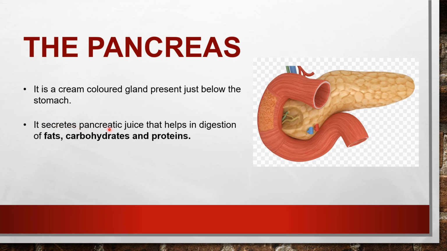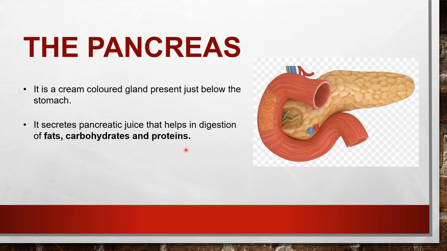It secretes pancreatic juice that helps in digestion of fats, carbohydrates and proteins. So which juice does it secrete? Its juice is called pancreatic juice, and it helps in the digestion or breaking down of fats, carbohydrates and proteins. Once again we'll read about the pancreas. It is a cream colored gland present just below the stomach. It secretes pancreatic juice that helps in digestion of fats, carbohydrates and proteins.